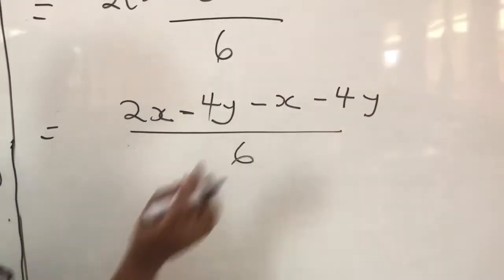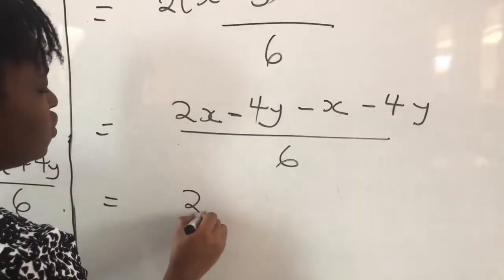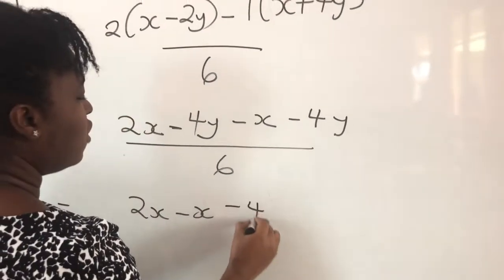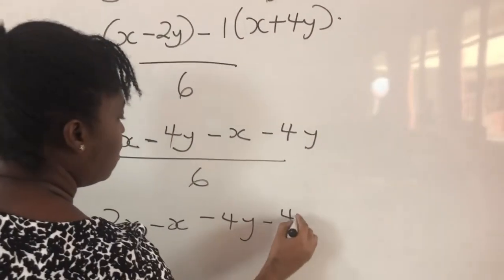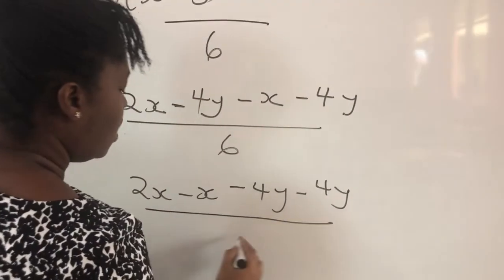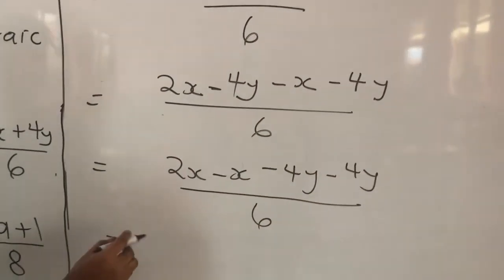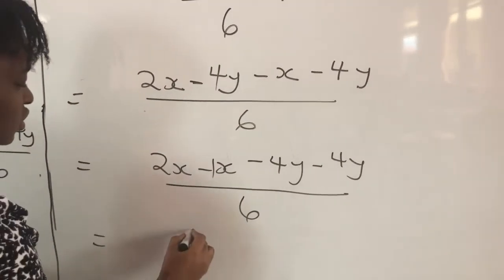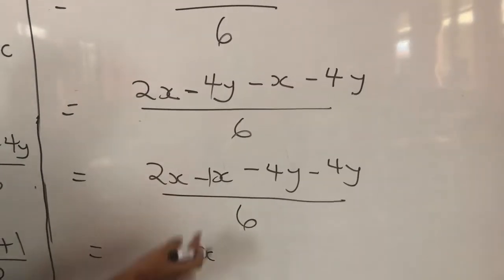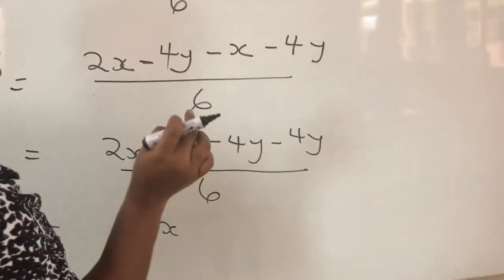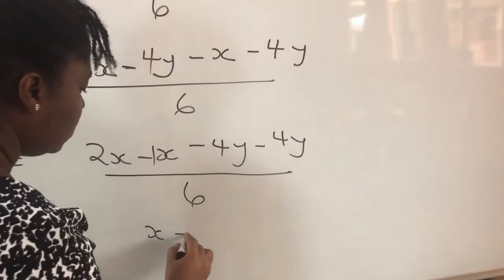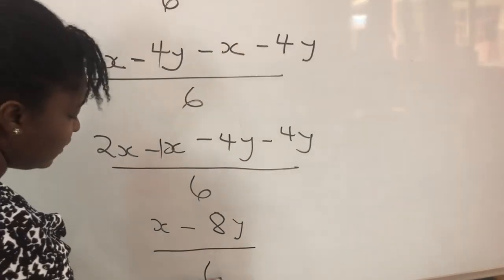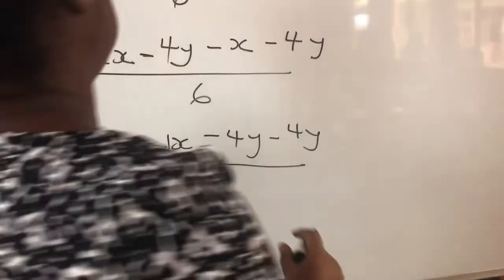When you get here, what do you do? You group like terms. So you have 2x minus x, minus 4y minus 4y. There's an invisible 1 here, you know. So 2 minus 1 will give us what? 1. So you have 1x. When you have 1x, you just clean it and write your x. Then you are owing 4. You want to collect another 4. How much are you owing? -8. And you pick one of your y, all over 6. So that is your final answer.